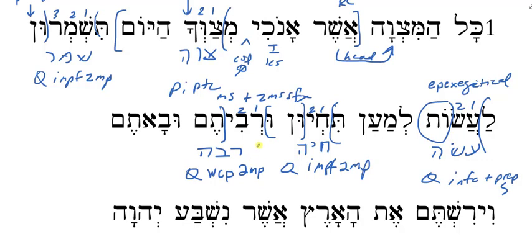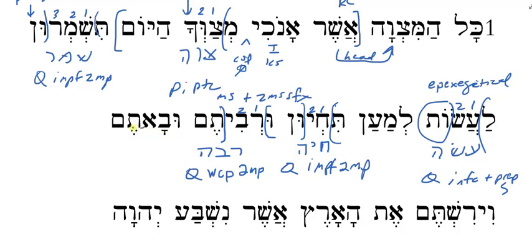The Niphal perfect would have a Niphal nun before root 1. The Hiphil and Hophal would have a hey before root 1. The Piel and Pual, those don't get any prefixing in their perfect, but they would have doubling in root 2. And we don't have any of that stuff. So this is just a simple old Qal WCP 2MP. So in order that you may live, and in order that you may increase.